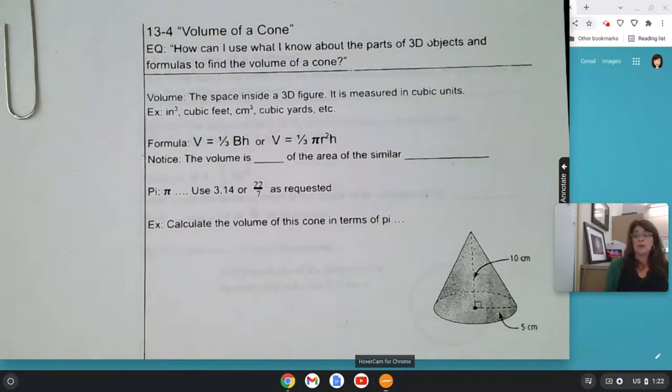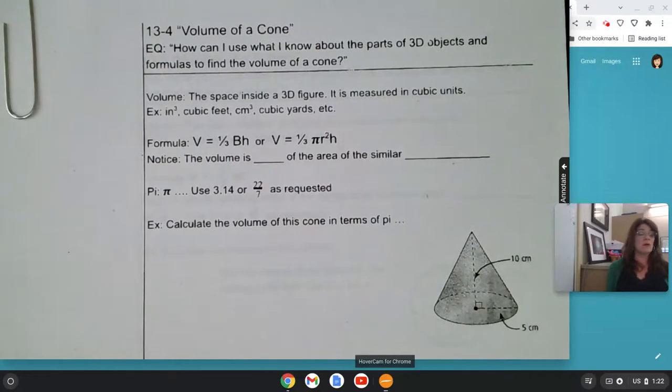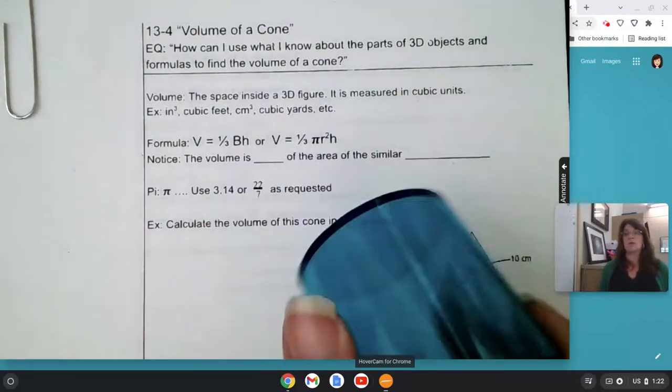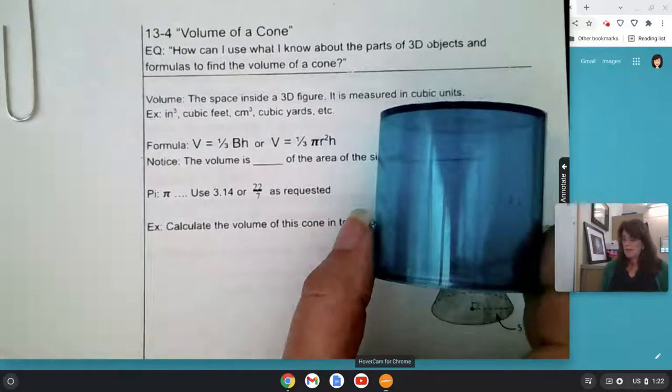Now, remember, you need to write down the formula. You need to evaluate the formula, then you need to calculate, then you will have accuracy. Do not try to shortcut the steps. It's not worth it.